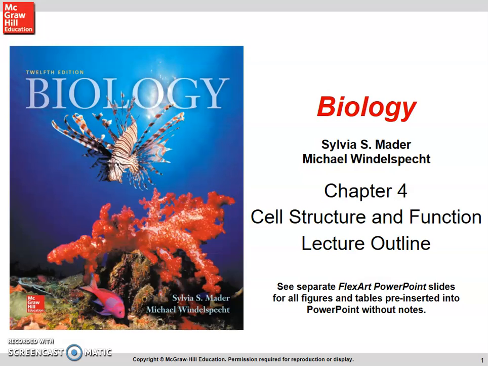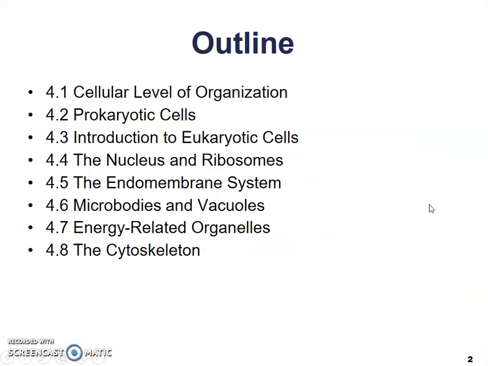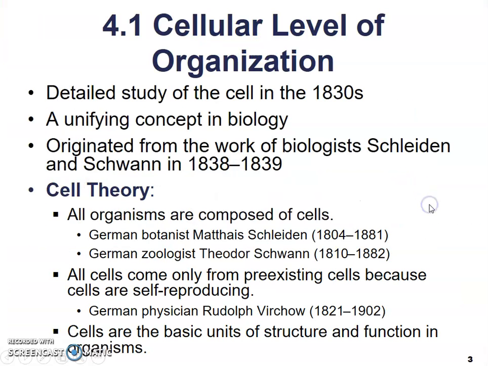Alright, hi guys. We are starting chapter 4 today. We will be working on section 1, which is cellular level of organization. A detailed study of the cell began in the 1830s. Scientists began working on a unifying concept in biology.